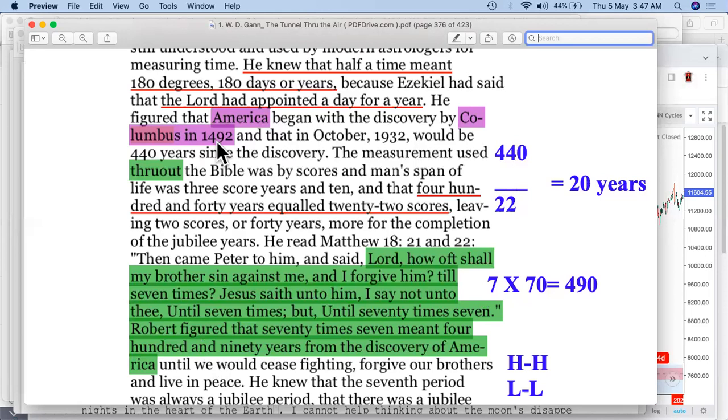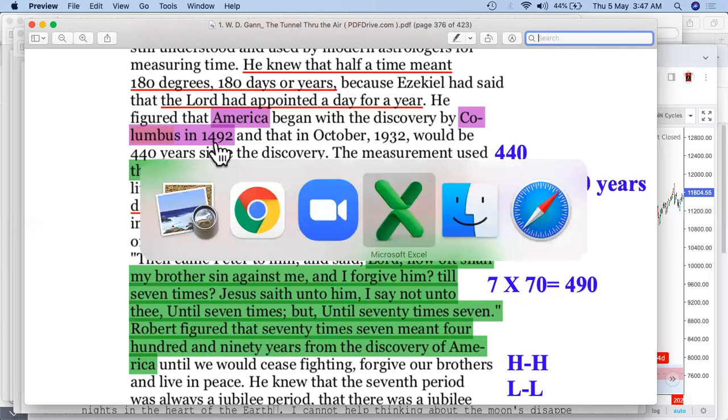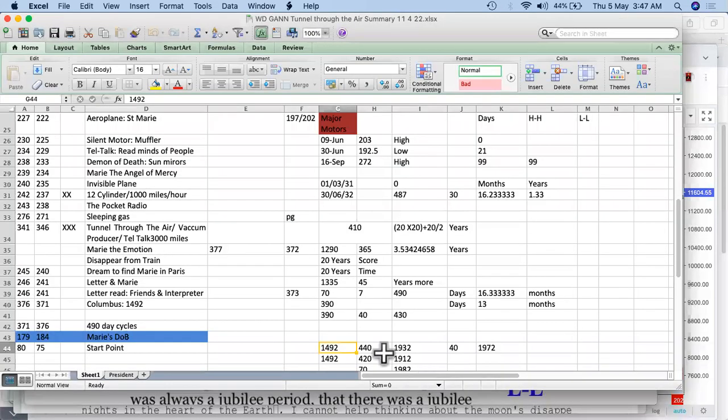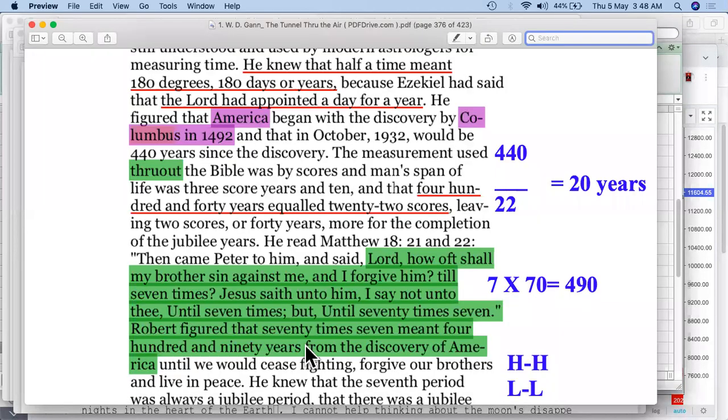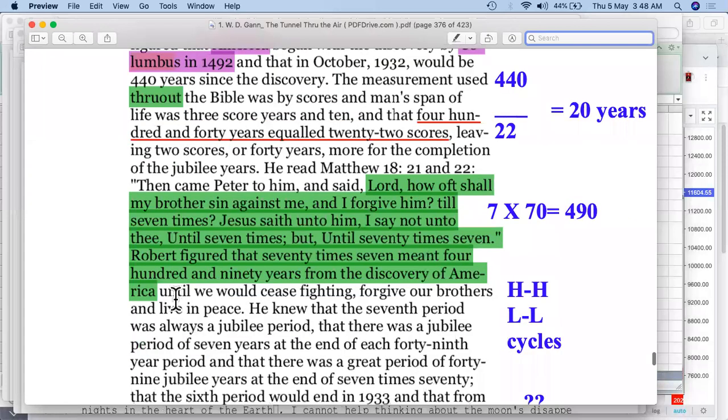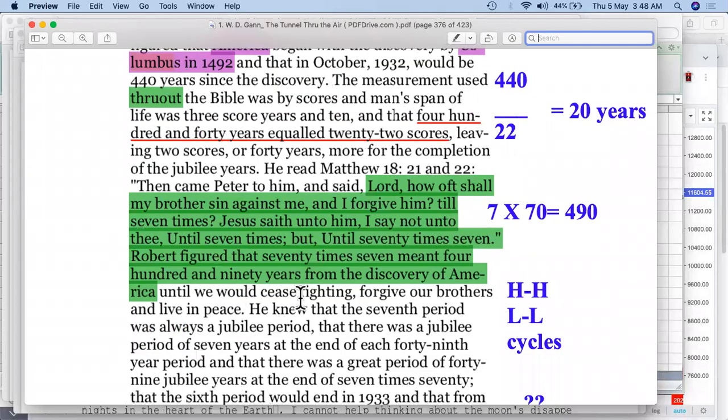Right, the date of discovery of America has been given, which is 1492. Let's do the calculations. Here 1492 has been given, and from this we add 440 to that, right? Adding these two figures together, it comes to 1932, until we could cease fighting, forgive our brothers, and live in peace.